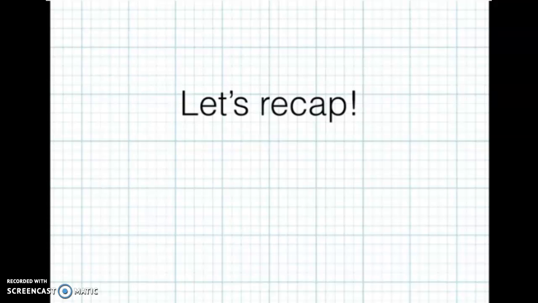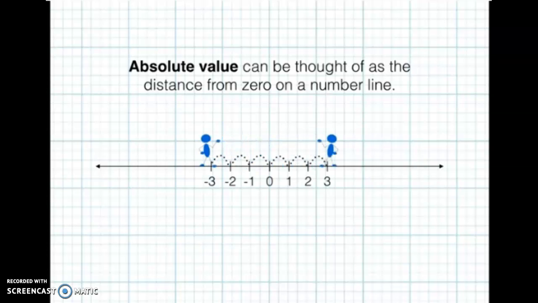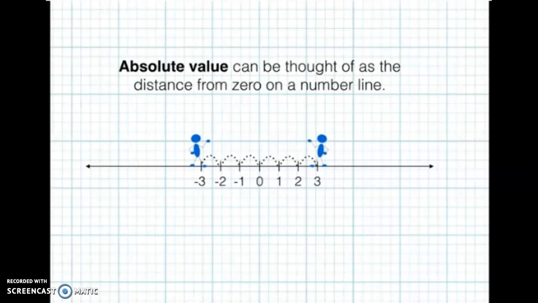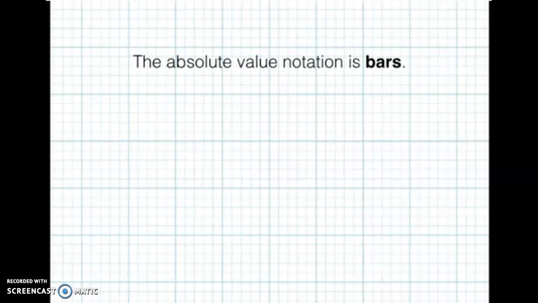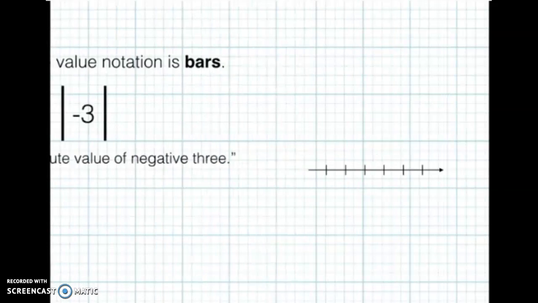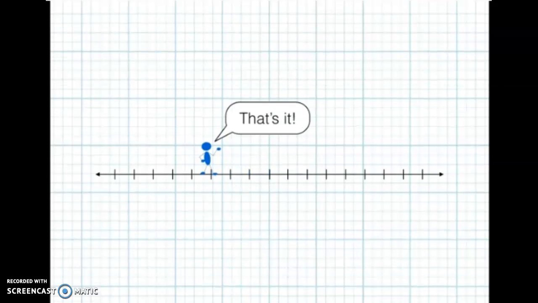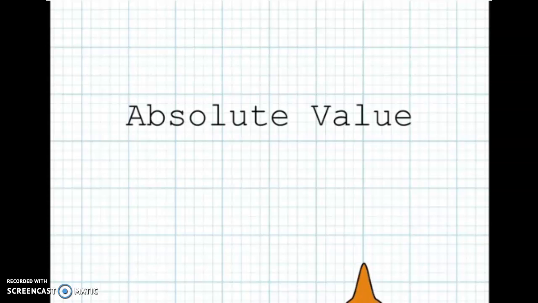Let's recap. Absolute value can be thought of as the distance from 0 on a number line. The absolute value notation is bars. So this is read the absolute value of -3. The absolute value of -3 is 3, since -3 is 1, 2, 3 units away from 0 on a number line. And that's it. Now you're an expert in absolute value.